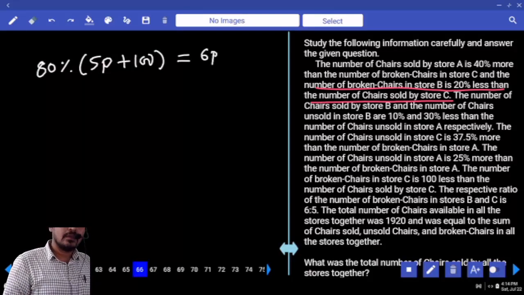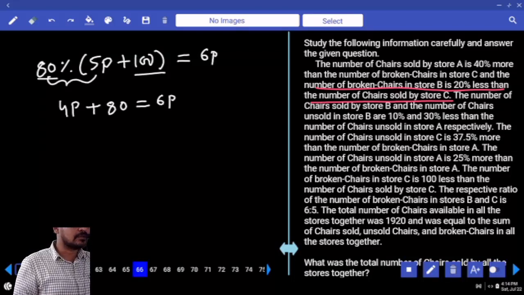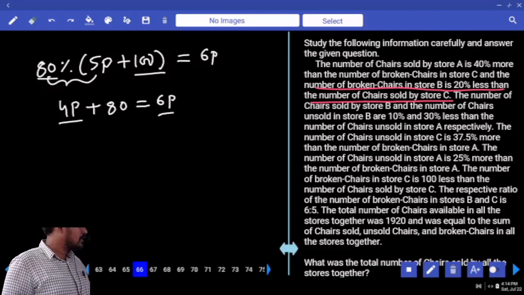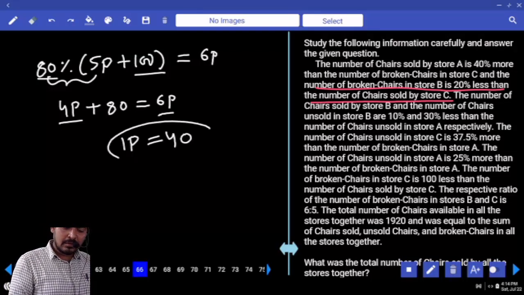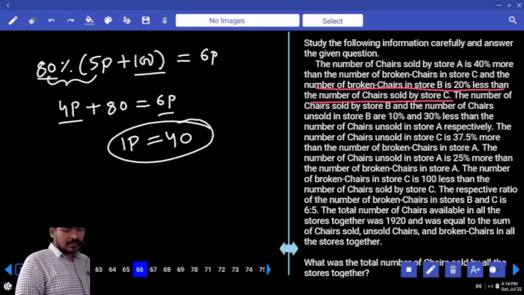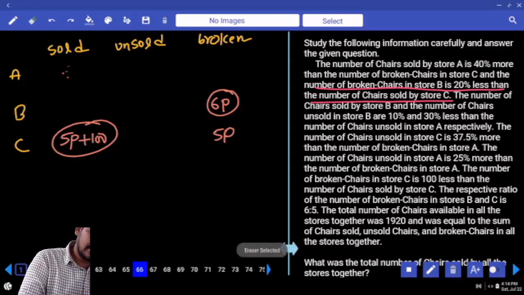6 parts. What is the 80% of 5 parts? 4 parts plus 80% of 100, which is 80, that is equal to how much? 6 parts. 6 parts and 4 parts difference? 2 parts. 2 parts are 80. So 1 part is 40. Substitute the values. What is the 7 parts value?